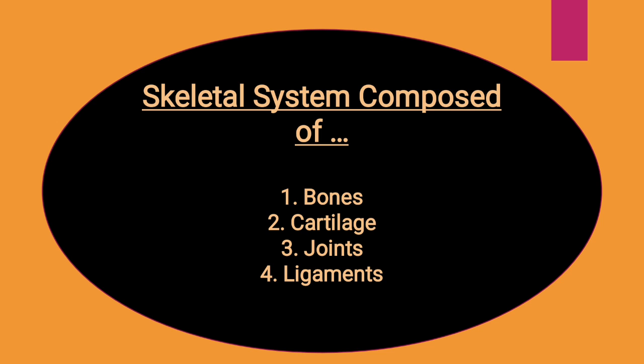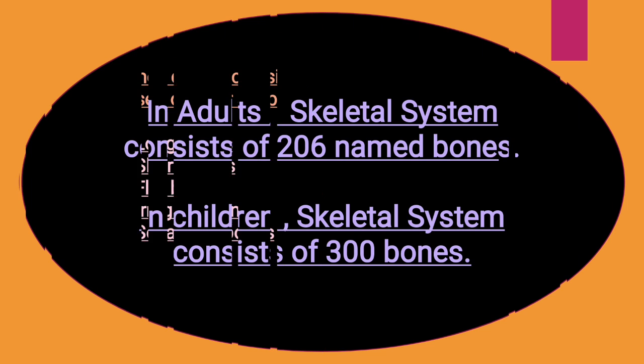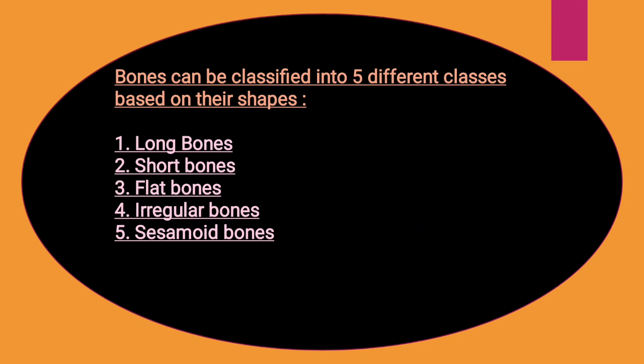The skeleton system is composed of bones, cartilage, joints, and ligaments. In adults, the skeletal system consists of 206 named bones, while in children, the skeletal system consists of 300 bones. Bones can be classified into 5 different classes based on their shapes: long bones, short bones, flat bones, irregular bones, and sesamoid bones.